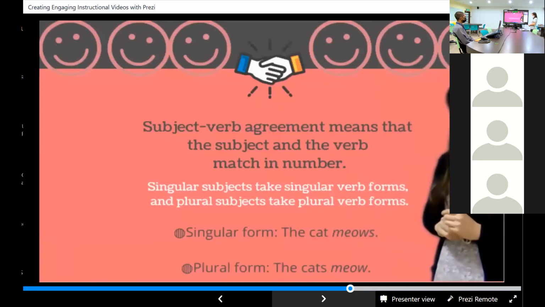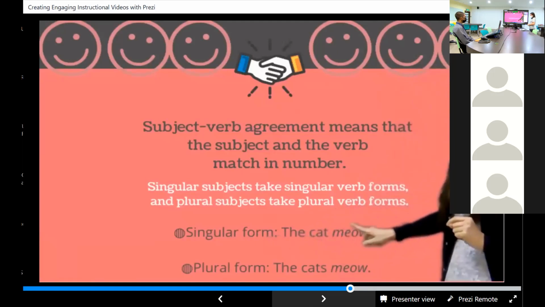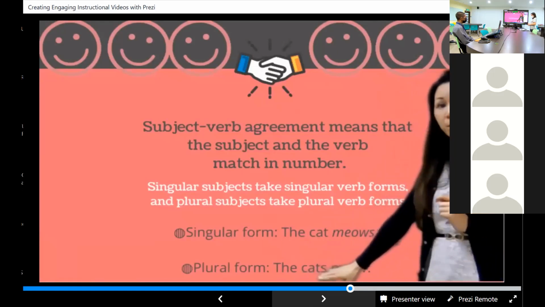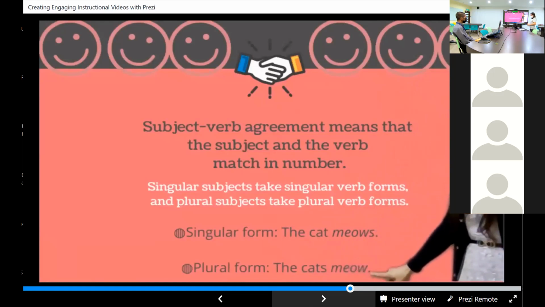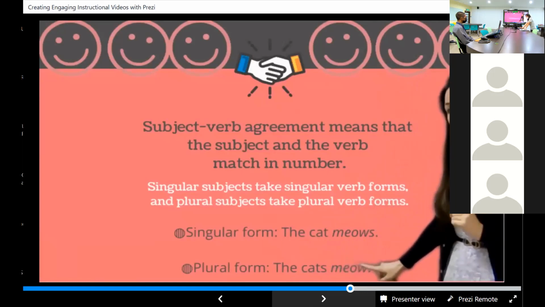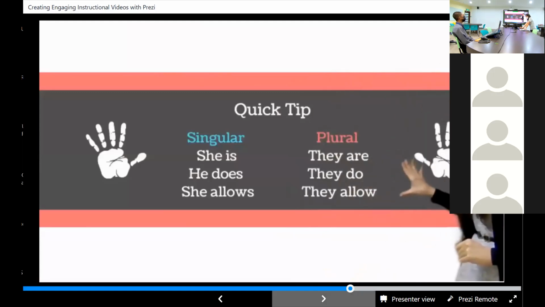For example, in this sentence here, the cat is the singular subject and the verb form here must also follow its singular form, meows. Notice that for the singular verb form, we put a letter S at the end. However, in the plural sentence, the plural form is meow without an S. Now the cats are a plural subject, therefore the plural verb is meow. So here are some quick tips for you. And the fourth video.